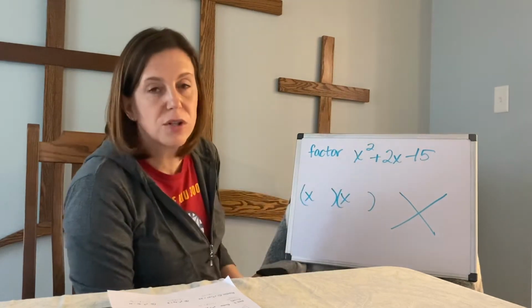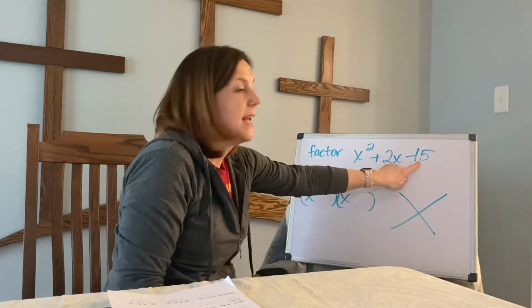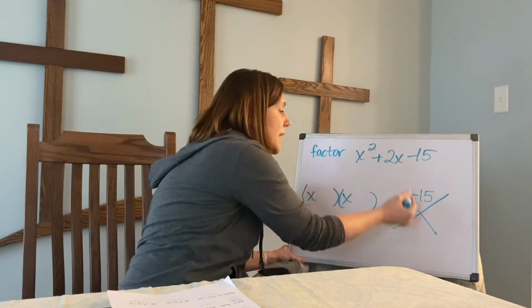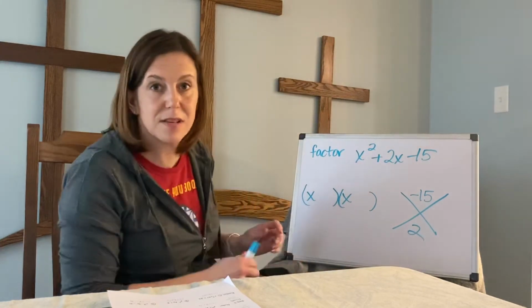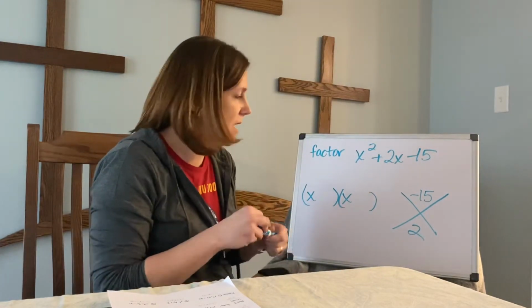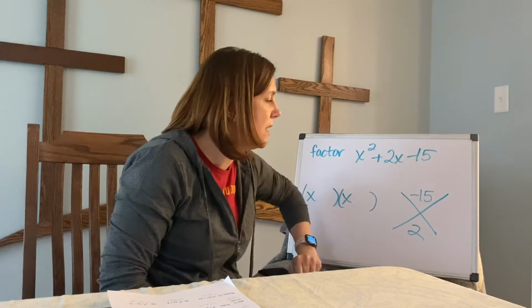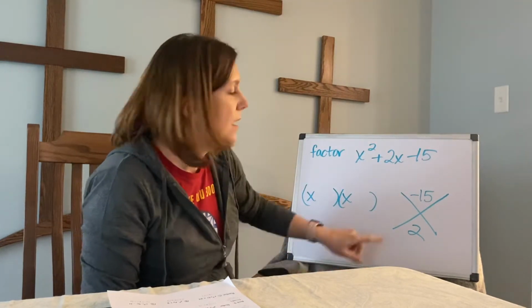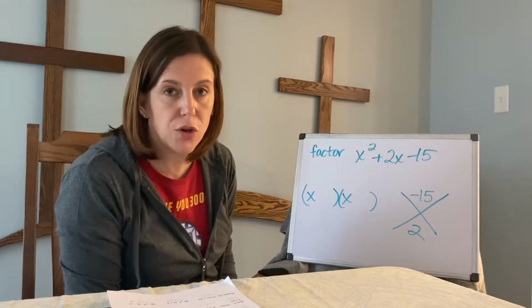X is going to be my first term. My c goes in my ceiling. My b goes in my basement. So now I need to think, what 2 numbers go here that multiply to get me negative 15 and add together to get me 2?